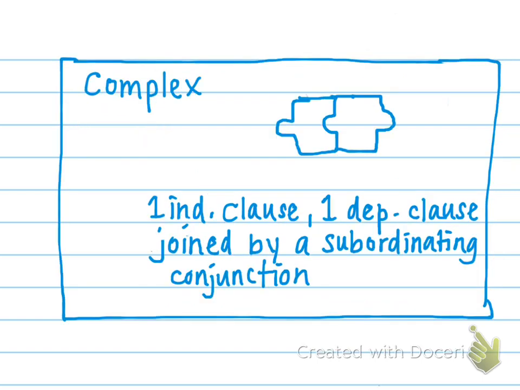The third type is complex. So complex sentence is 1 independent clause plus 1 dependent clause. They're joined by a subordinating conjunction. And I've represented them with puzzle pieces. They kind of like match up and they fit together, because the dependent clause relies on the independent clause to make sense. So that's where the structure is a little bit different than our box representation of our simple sentence.